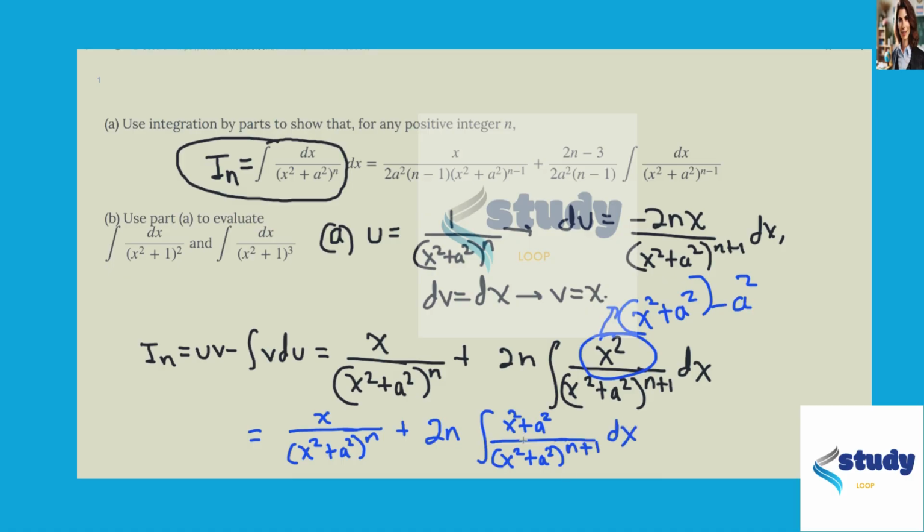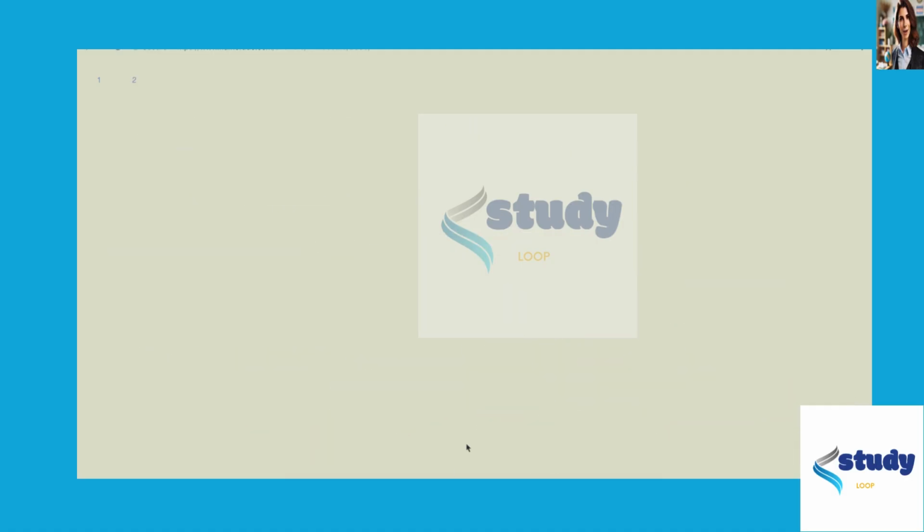Now we see that we could cancel one of these terms. And then for the last integral, let's pull out the a squared. We still have that 2n from here, and the integral 1 over x squared plus a squared. Now notice that we can rewrite these remaining two integrals in terms of this integral right here. So this integral, 1 over x squared plus a squared to the n, is just I_n. And here we have an n plus 1, that'll be I_n+1. So let's go to the next page and write this out.